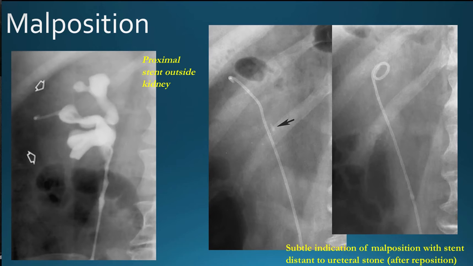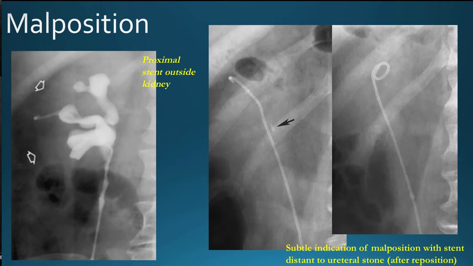The guide wire is placed, and sometimes it's difficult to traverse a tightly obstructing stone or malignant obstruction of the ureter. That guide wire may penetrate the ureter or the collecting system and pass outside the urinary tract, and then the catheter placed over the guide wire may ultimately end up being outside the collecting system as well.